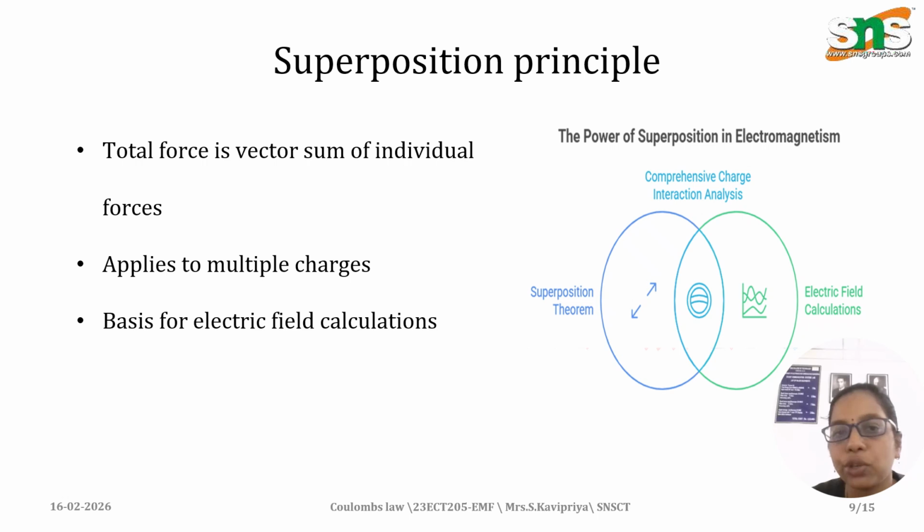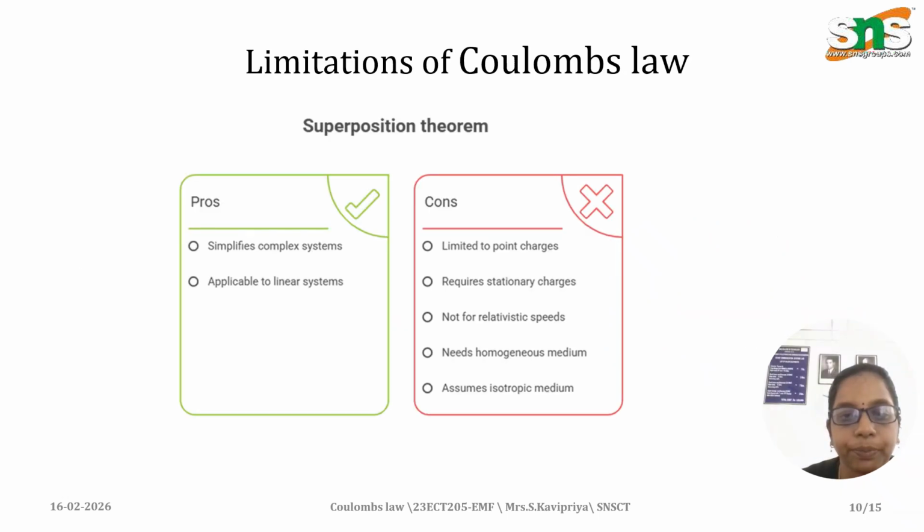Next is the superposition theorem. Why do we apply the superposition theorem in finding the force between charges? If there are more than two charges, the superposition principle is used. It is applied to multiple charges. The total force is the sum of the individual forces. That is the concept behind the superposition principle. It is based on the electric field calculation. Whenever more than two forces act, the individual forces are calculated and summed.